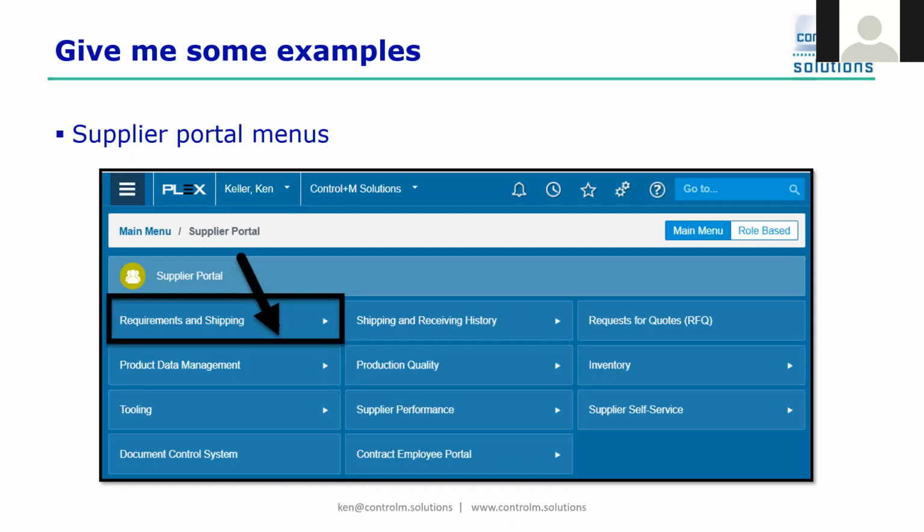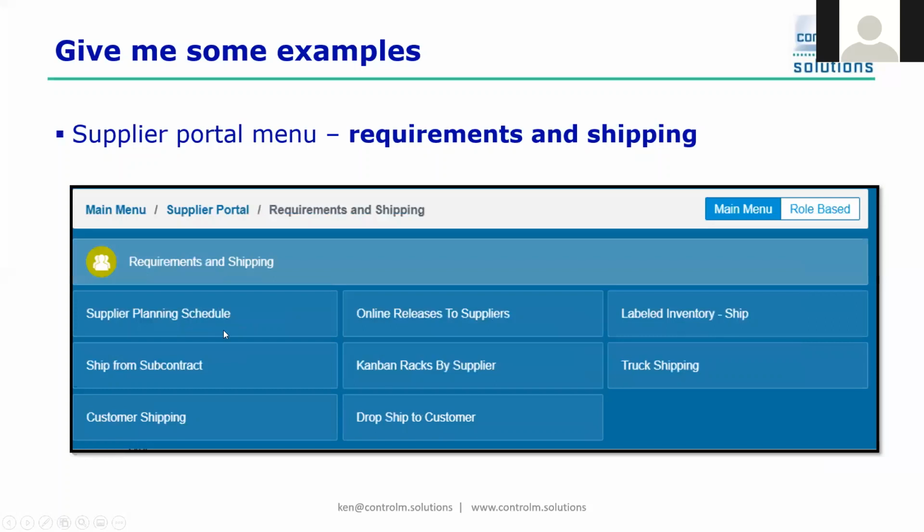What's in the portal and what can be done? What tools can I put in my tackle box? What bait can I use to catch more fish? So I'm going to click into the requirements and shipping, just show you some of the ability that exists within supplier portal menus. Some you may have known about, some maybe not.